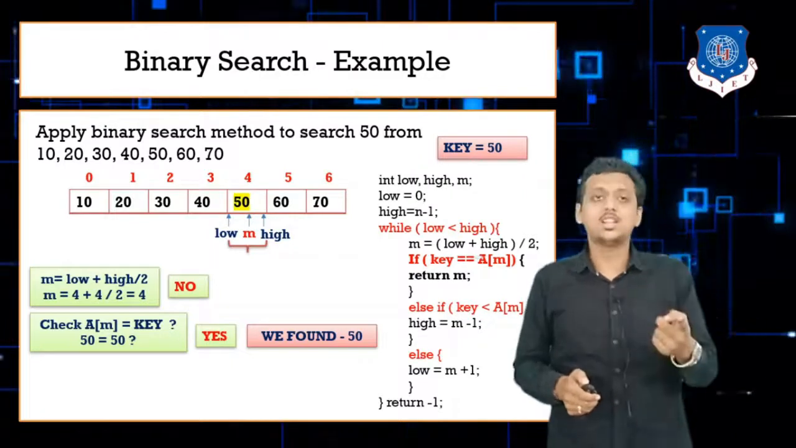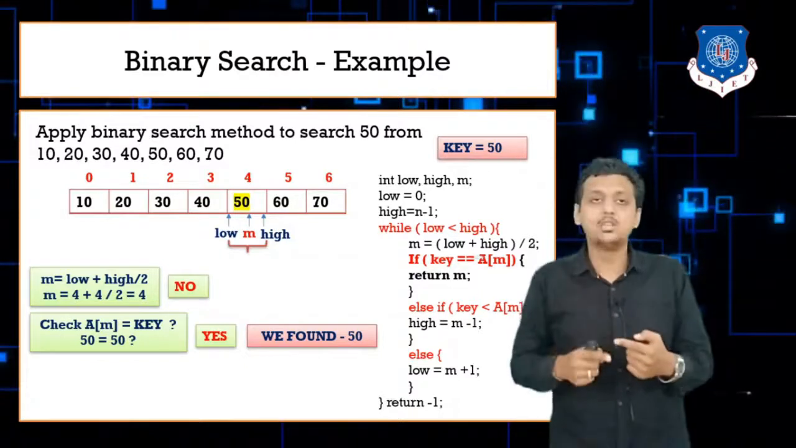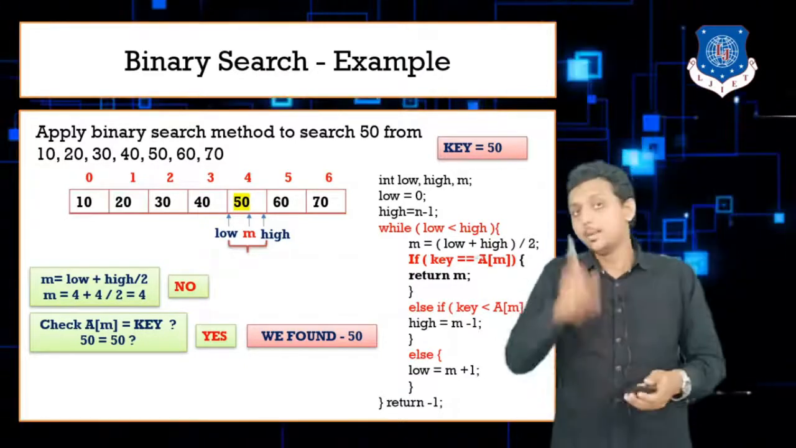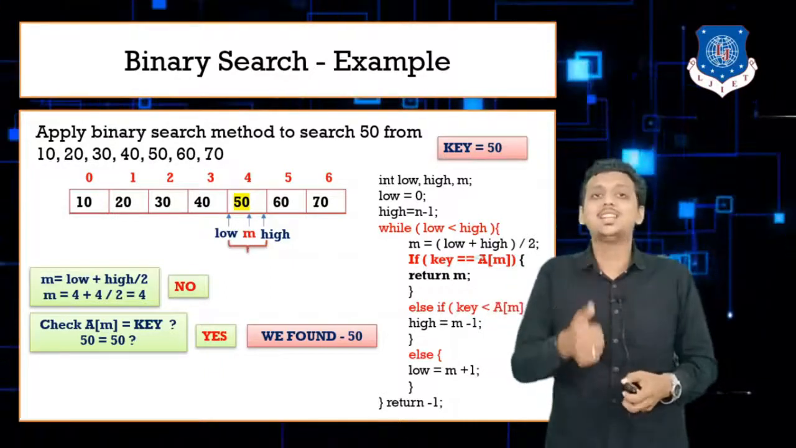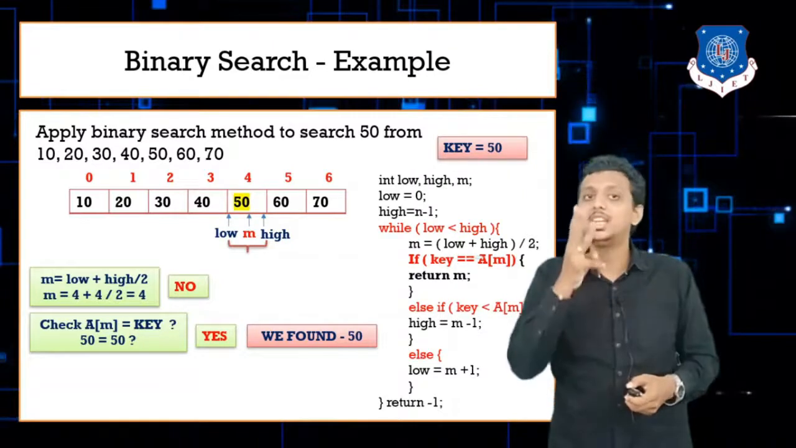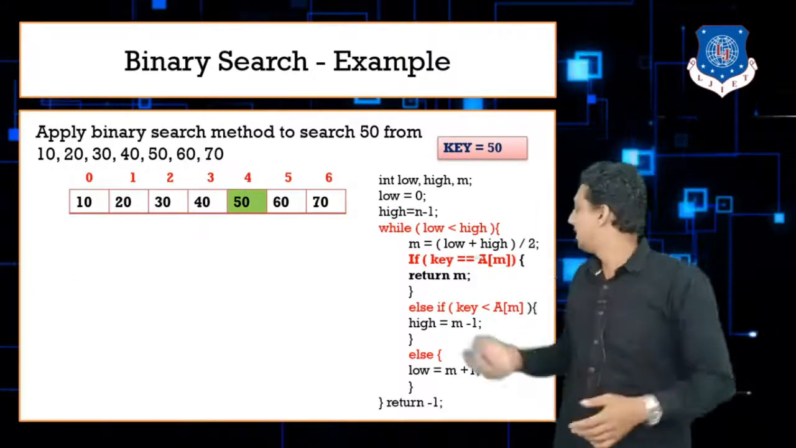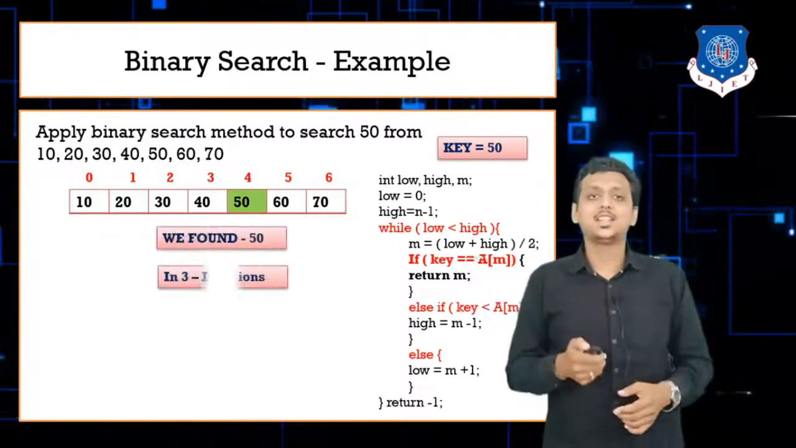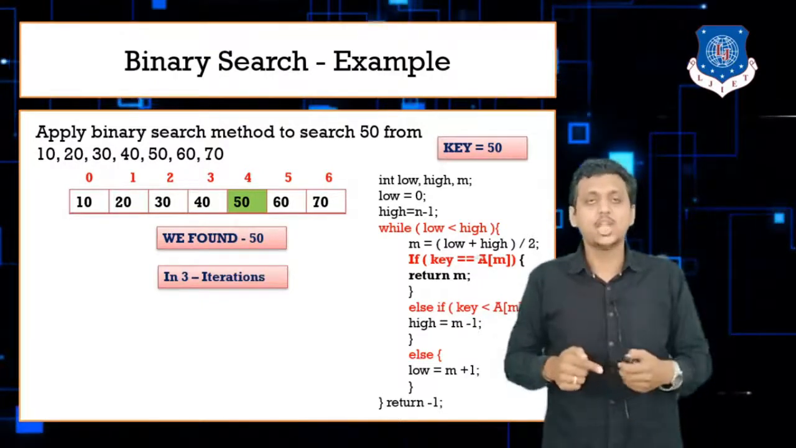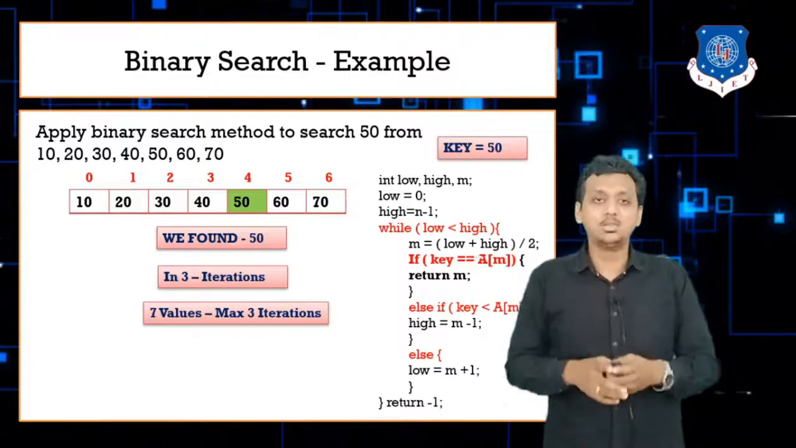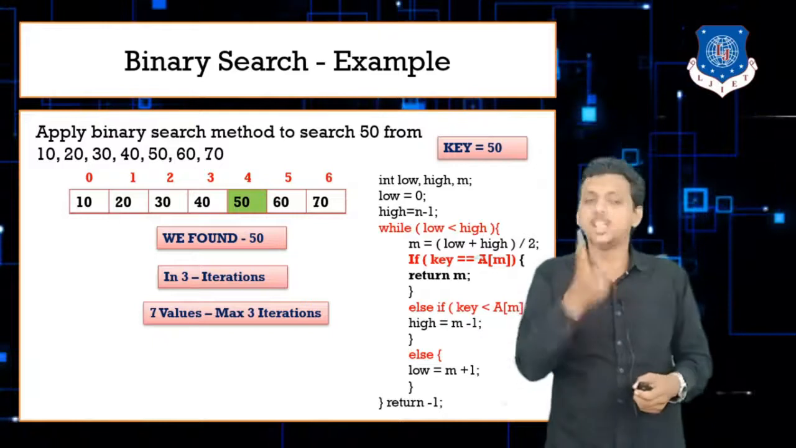So in linear search, if you have 100 values, then you need to compare 100 times. If you have n values, then you need to compare n times. But in binary search, if you have 7 values, then you need to search at least 3 times, minimum 3 times. Okay, so it saves your time also. That's why here we have 50 value, and we can say that in 3 iterations, we did 3 comparisons. So for the 7 values, maximum you need to do 3 iterations or 3 comparisons.